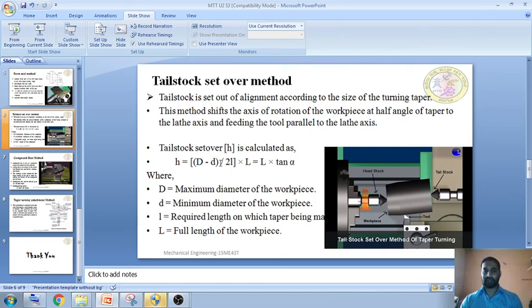The tailstock set over is calculated by the formula (D minus d) by 2L into L, which will become capital L into tan alpha. D is the maximum diameter of the taper required. Small d is the minimum diameter of the workpiece. Small l is the length of the taper. Capital L is the total length of the workpiece.